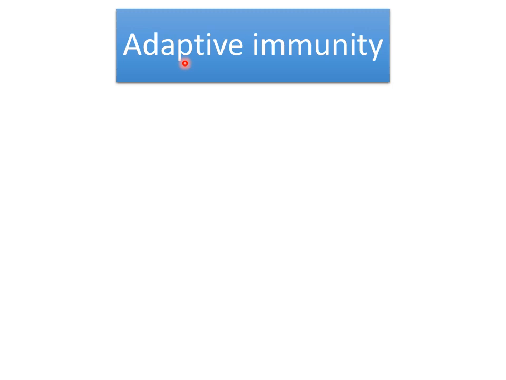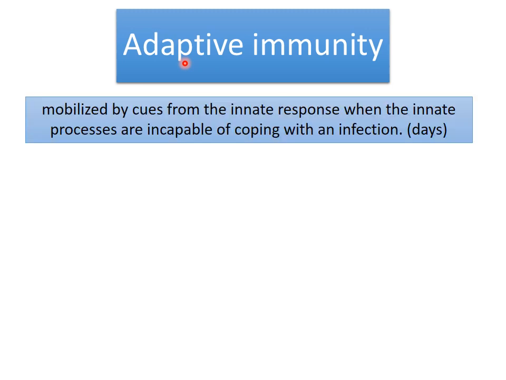The second arm of the immunity is adaptive immunity. Adaptive immunity is the arm of immune response that changes or adapts itself with each new infection, and it is mobilized by cues from the innate response when the innate processes are incapable of coping with an infection. So whenever a person is exposed to any pathogen or foreign body the first time, the first immune response is the innate immune response. But whenever the innate immune response fails to cope with an infection, the body responds to this pathogen by the adaptive immune response.